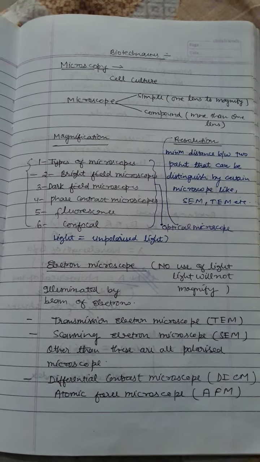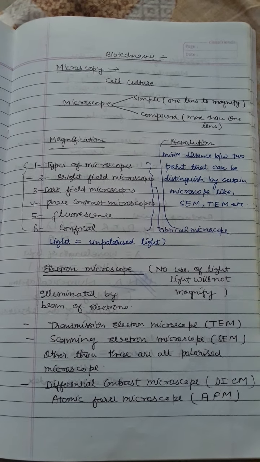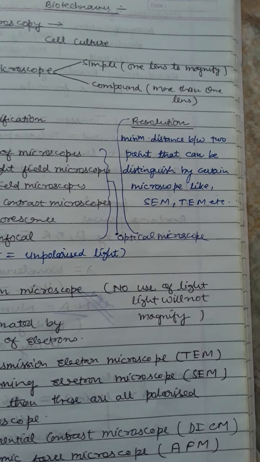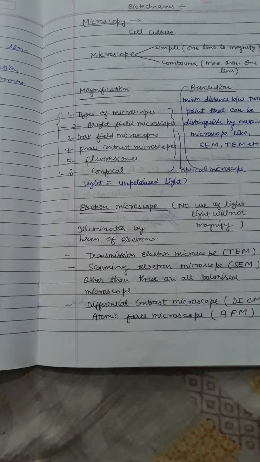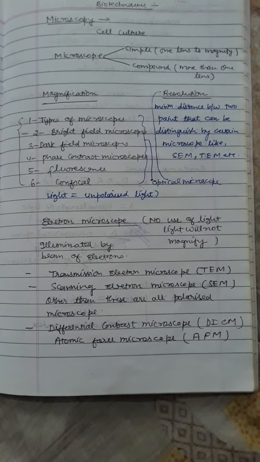Friends, let's first see what is the resolution. Resolution is the minimum distance between two points that can be distinguished by a certain microscope, like SEM and TEM, etc. Okay, there are other microscopes also, like the differential interference contrast microscope, the DIC, and atomic force microscopes.